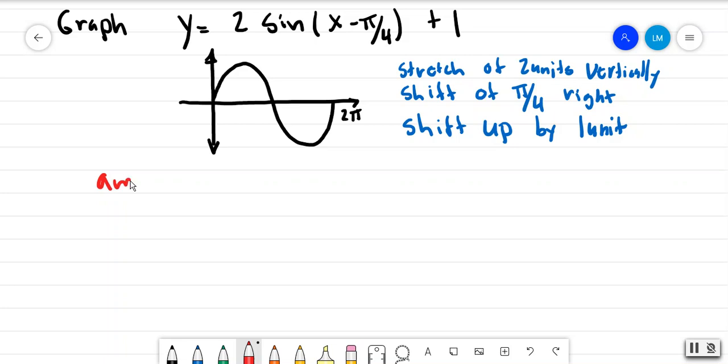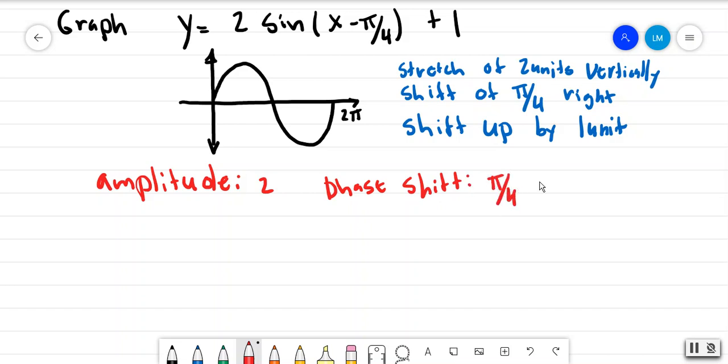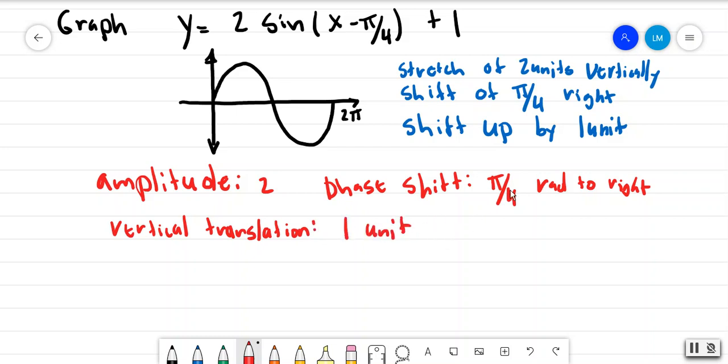Now, in this case, what we can probably do is just identify certain things. So first off, I know that the amplitude is 2. I know that the phase shift is going to be pi over 4 radians to the right. And the vertical translation is 1 unit up. Okay, now we also need to identify the period. In this case, the period is still actually the same because it's going to be 2 pi divided by 1, which is just 2 pi. So that's still the same.